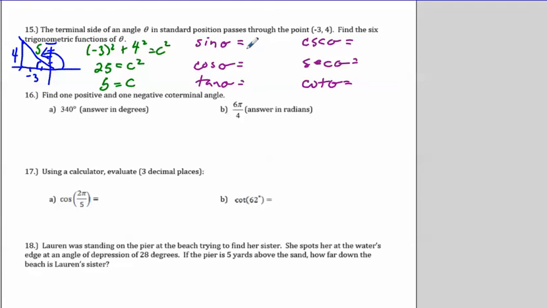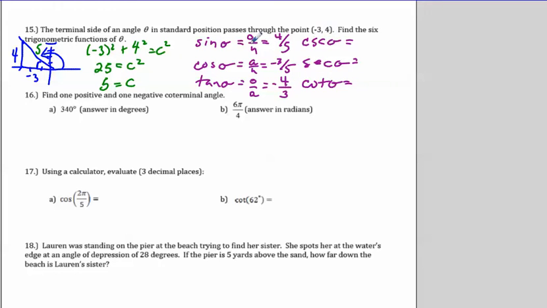Okay, so the sine is the opposite over the hypotenuse. Opposite is 4, hypotenuse is 5, 4/5. Cosine is adjacent over hypotenuse, -3/5. And tangent is opposite over adjacent. So you have 4 over -3. Opposite over adjacent. 4 over -3 gives you -4/3.